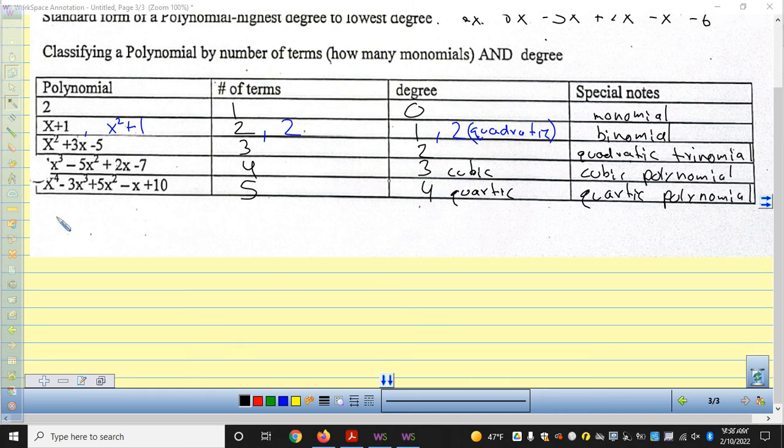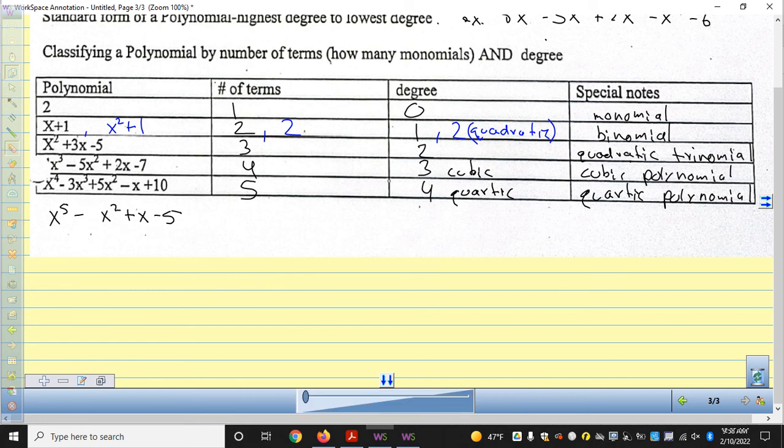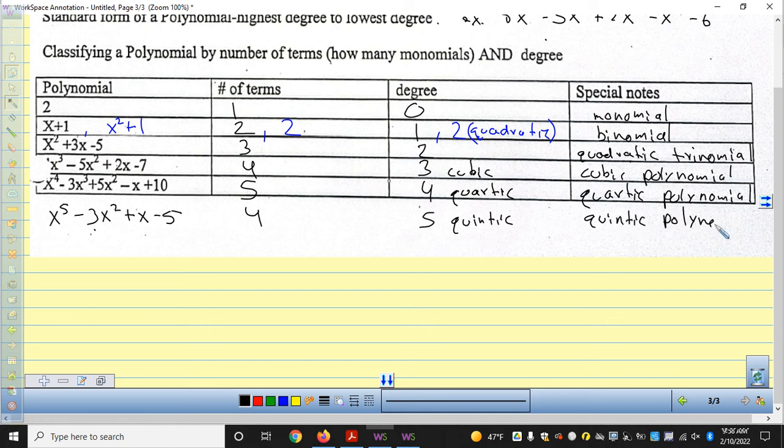And I'm going to do one more. I'm just going to add one. All right. How many terms here? 4. The degree is 5. Sometimes you'll hear a 5th degree polynomial referred to as quintic. So this would be a quintic polynomial. 5th degree is probably more common, but you will hear quintic. And above 5, then we just talk about 6th degree, 7th degree, 8th degree, 9th degree, 10th degree, etc.